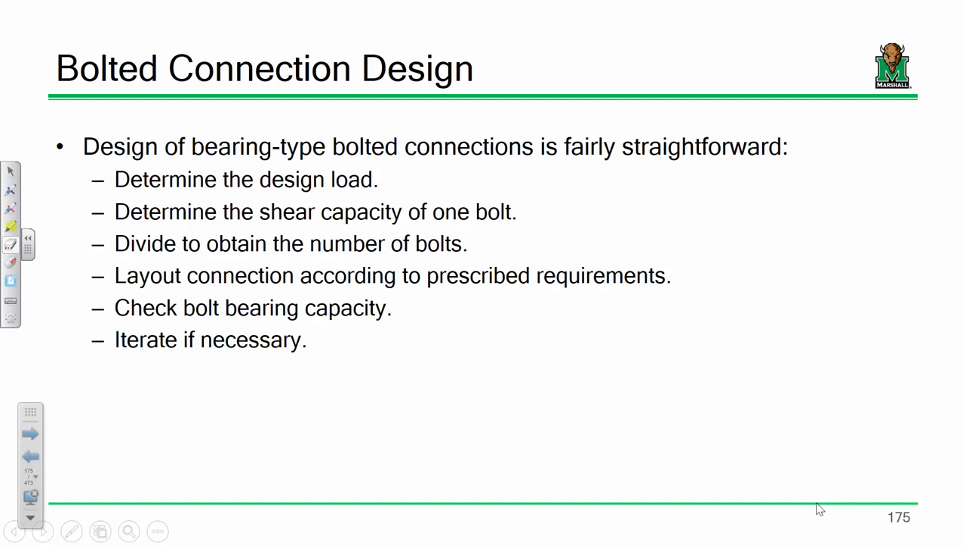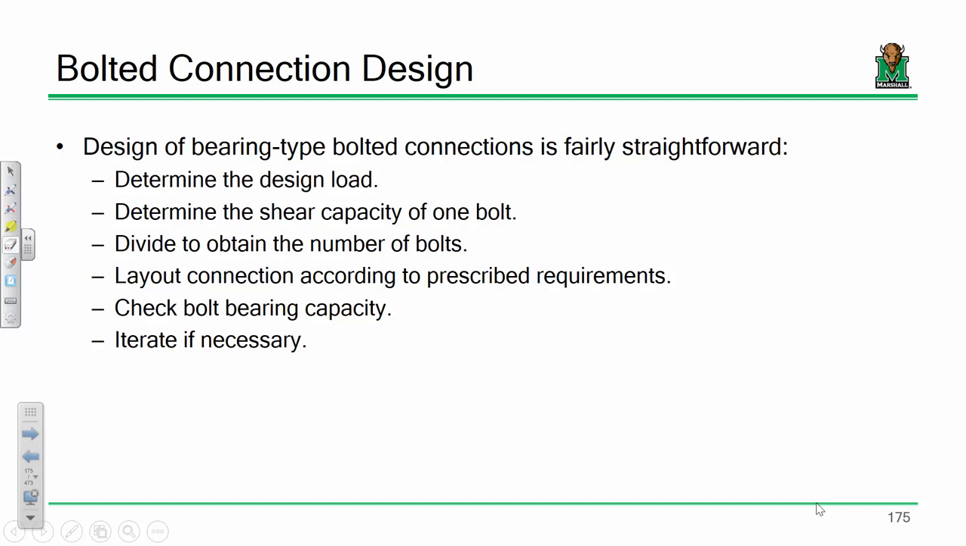Okay. We started to go into bolted connection design. We didn't quite finish it, but we got pretty close, mostly towards the way there. What we did is we said, okay, if we have a bearing type bolted connection, the design is pretty straightforward. All you do is determine your factored load, determine the capacity of a single bolt, and then you divide to get the total number of bolts. Then once you've got that, lay out your connection according to bolt spacing and edge distance requirements. Once you've got your connection laid out, check the bolt bearing capacity. And that's basically it.